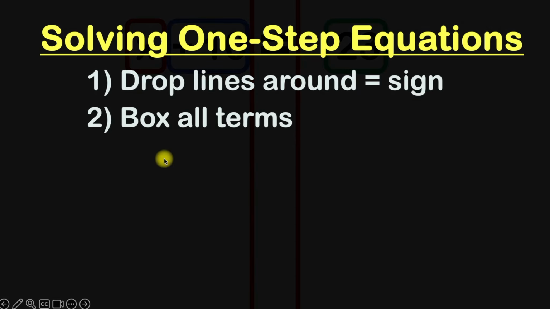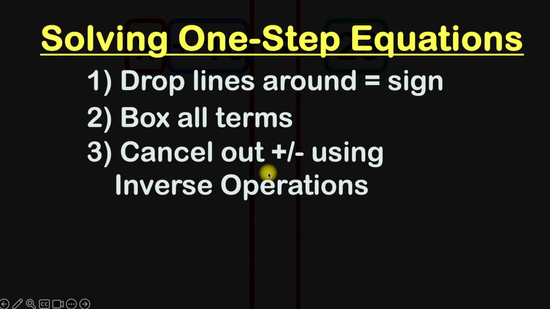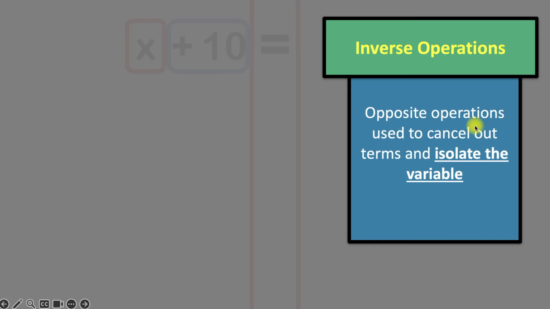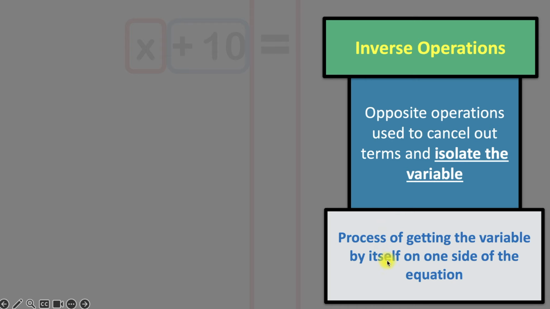Now to step 3, which is to cancel out any addition or subtraction using inverse operations. But wait a second, what are inverse operations? Well, inverse operations are just opposite operations, and they're used to cancel out terms and isolate the variable. But what the heck does isolate the variable mean? That's fancy math talk for get the variable by itself. That's how we solve equations.